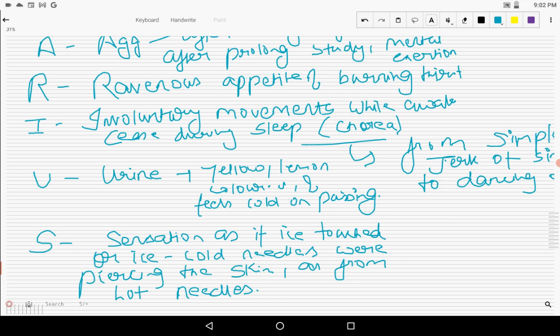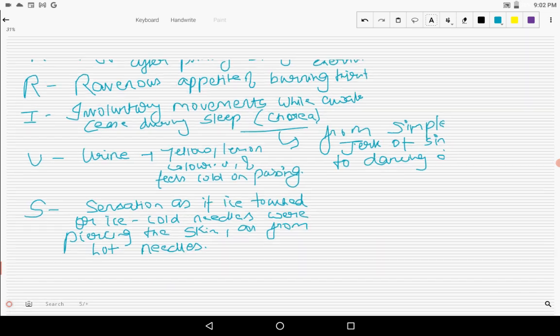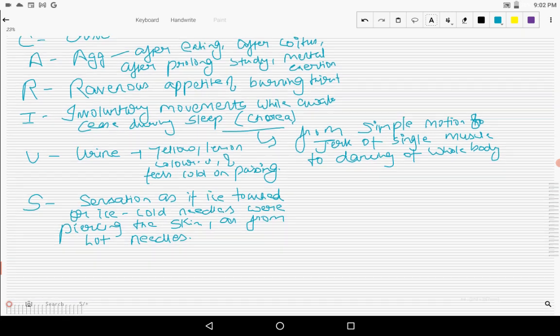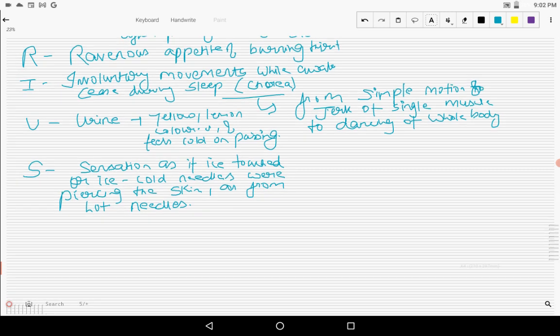I. Involuntary movements while awake, ceases during sleep. U. Okay, and those movements can be of a single muscle to dancing of the whole body. U stands for urine, yellow, lemon color, and feels cold on passing. S sensation as if touched by ice or ice cold needles were piercing the skin as from hot needles.